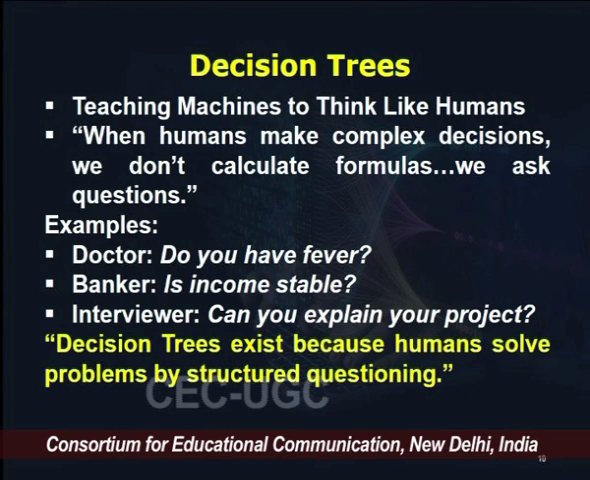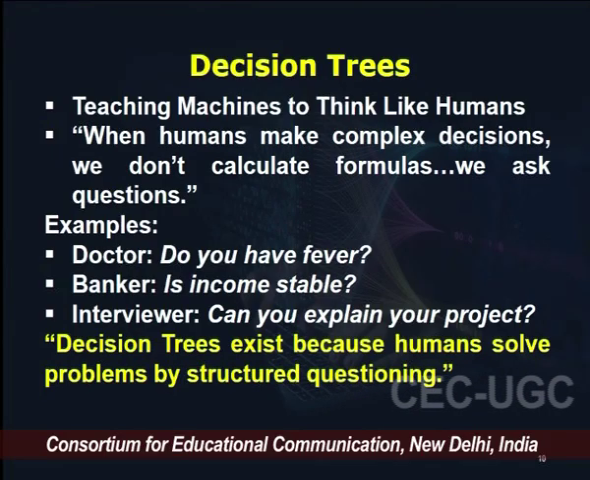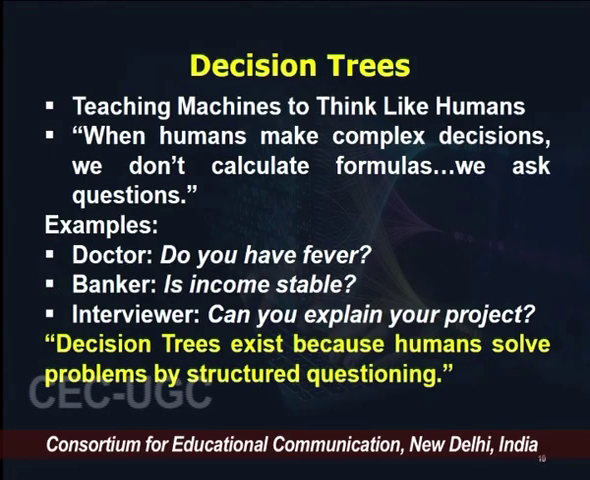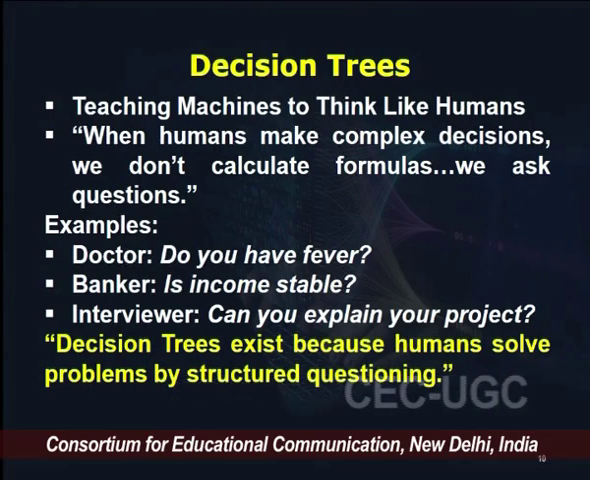So, let us first start talking about one of the very important supervised learning algorithms, which is called decision trees. Decision trees are like teaching machines to think the way humans do, the way humans solve a problem, right. When humans make a complex decision, we do not calculate formulas and all those things, we ask questions rather in order to get a solution. For example, a doctor may say, do you have a fever? That question actually helps him move towards a solution.